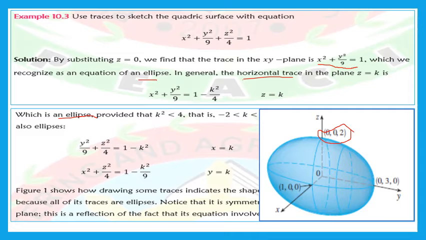And then sa y-axis naman, i-let natin na 0 si x and z. So we are left with y squared over 9 equals 1. So, y squared equals 9. Square root of 9 is 3.